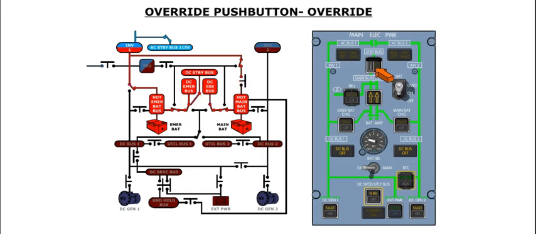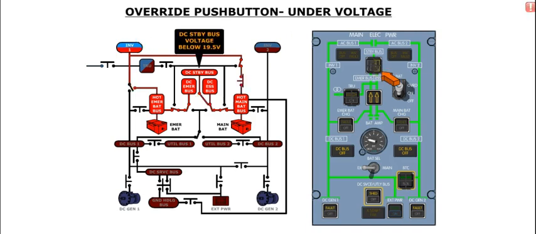Pressing the override push button selects the override position. In this situation, inverter 1 is powered by the same source as the DC emergency bus. In addition, the AC standby bus will be powered by inverter 1. When override is selected, the override caption illuminates in the push button.